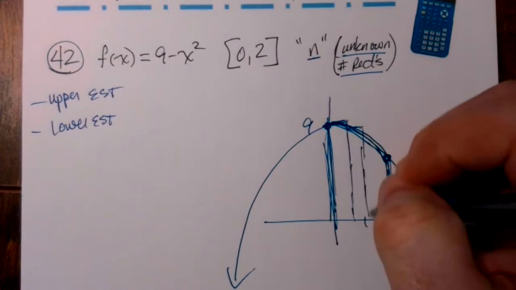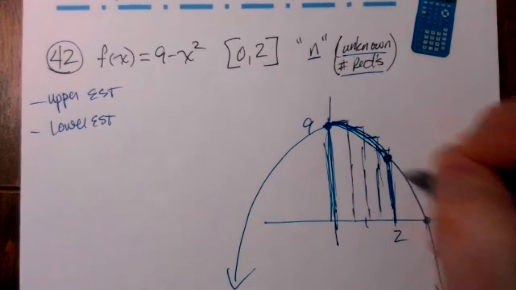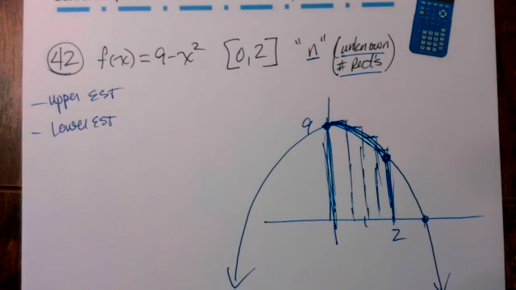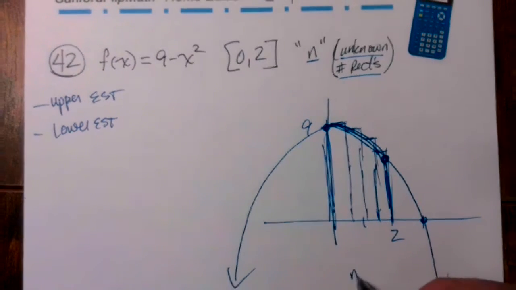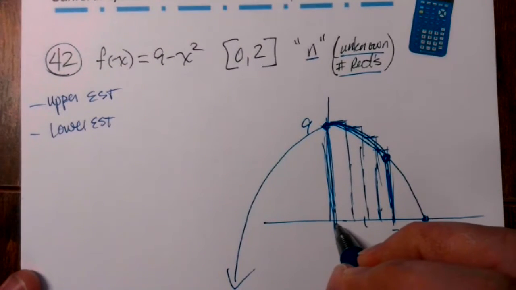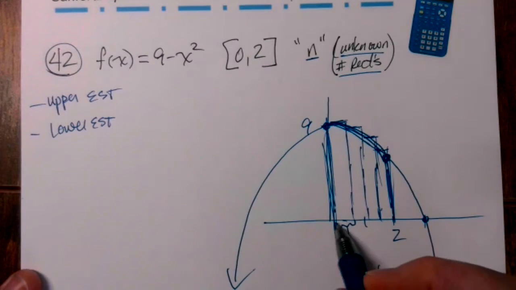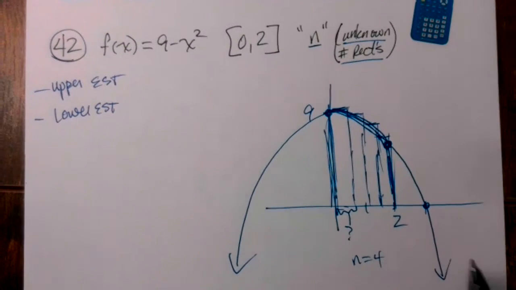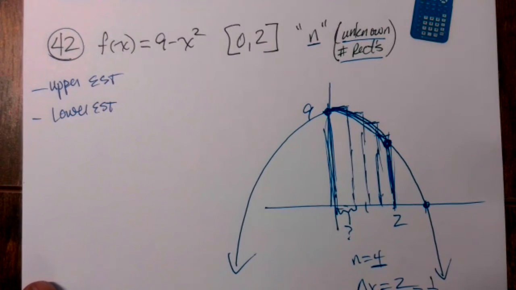Now, again, I don't know how many rectangles to draw. I'm just going to illustrate some just so we can get an idea of what's going on. Right now I drew 4, so this is n equals 4, just to get the idea. My first question is, how wide are these? Well, the total change in x is 2, and if I divide by 4, because there are 4 of them, each one is 1/2 wide.